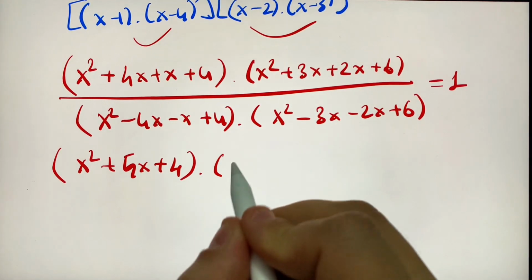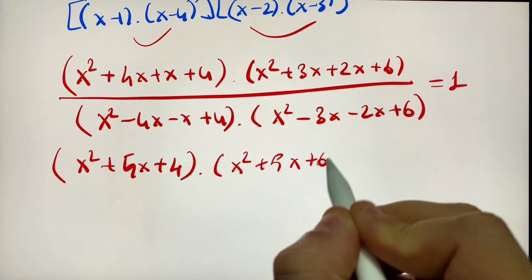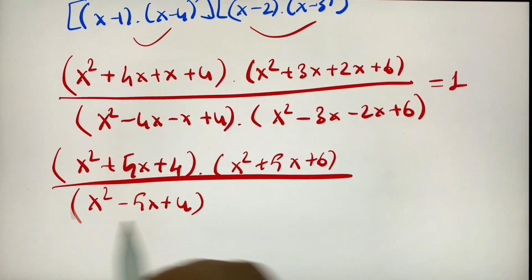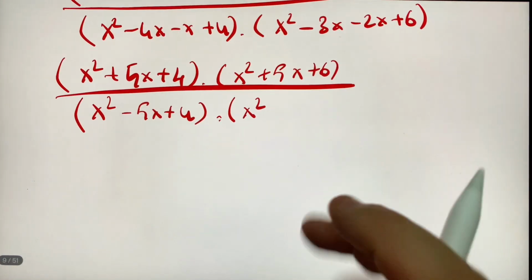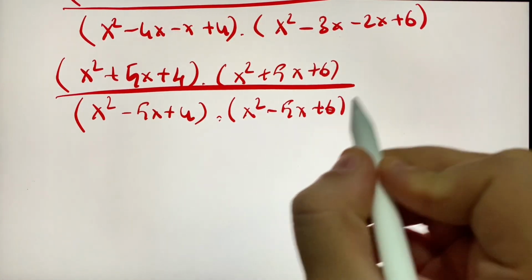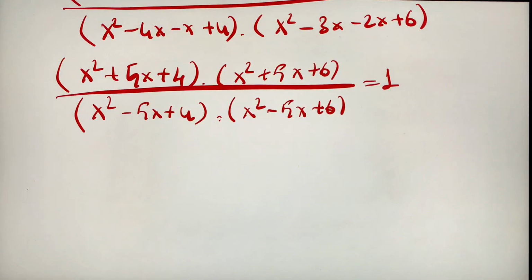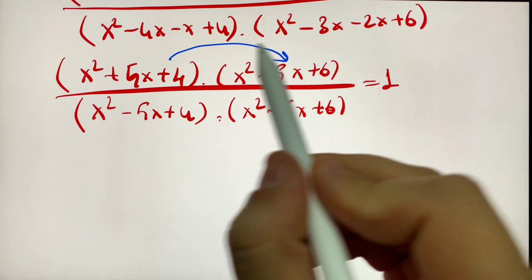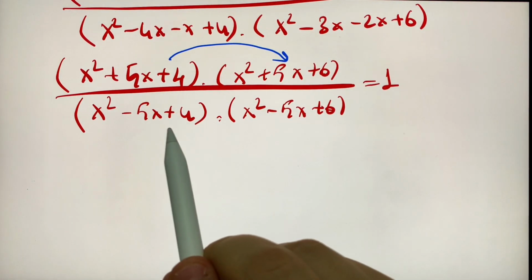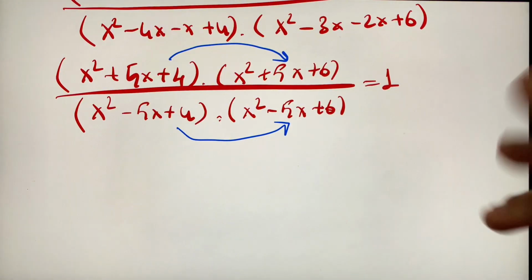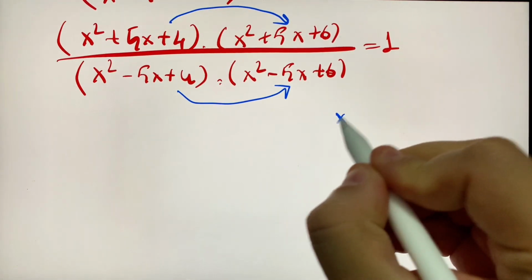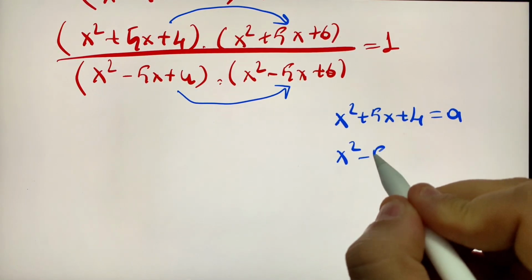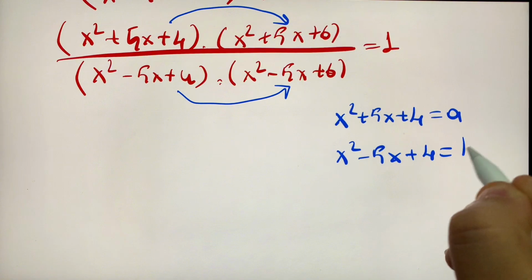What is this expression? x squared plus 5x plus 6, divided by x squared minus 5x plus 4, and x squared minus 5x plus 6. Now if you pay attention from now on, this expression is like 2 more than the other. With the same logic, this expression is 2 more than this one. Then let's give names: let's call x squared plus 5x plus 4 a, and x squared minus 5x plus 4 b.